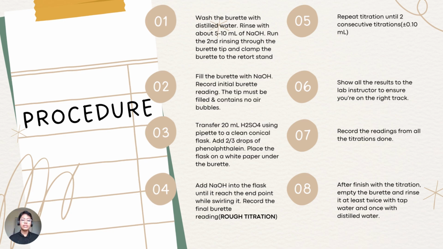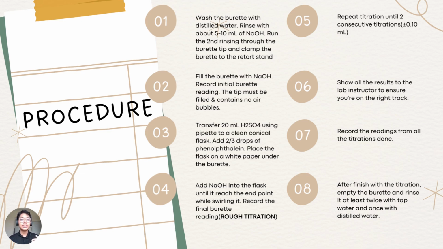After that, add NaOH or sodium hydroxide into the flask until it reaches the end point while swirling it. Record the final burette reading. This is our rough titration. The rough titration is needed to get a rough idea of the approximate volume of sodium hydroxide solution that is needed to reach the endpoint. This reading will not be used to calculate the average reading since it is like the trial of our experiment.